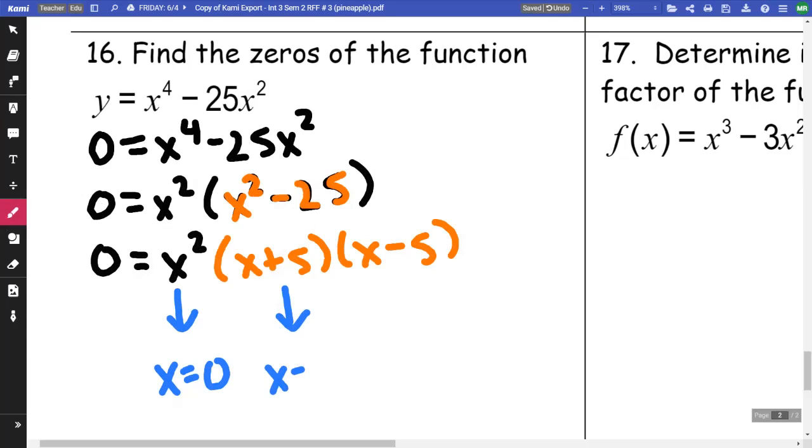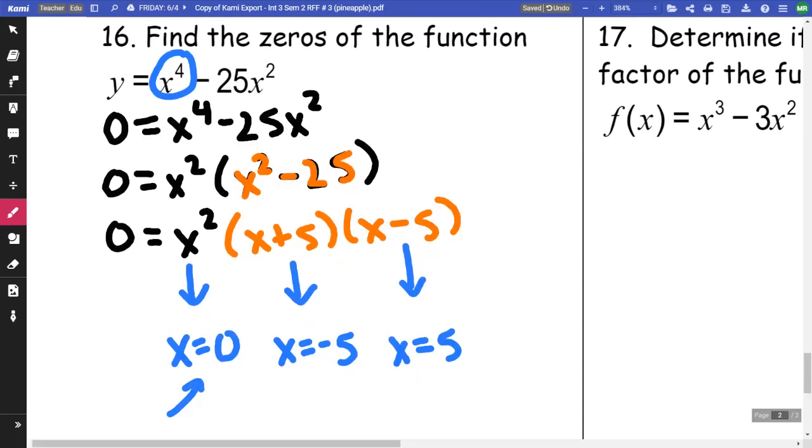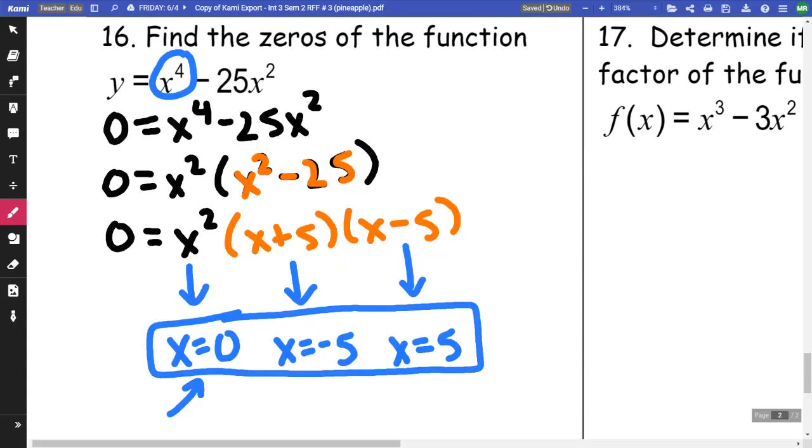So my answers are going to be x equals 0, and this is really a double root. We have that twice. This is going to give me x equals negative 5, and this is going to give me x equals 5. So if it's a degree 4, you should get 4 answers. It looks like we have 3, but this one again is a double because it's an x and an x. So you really have 0 twice, but you only need to list it once. And those are your zeros.